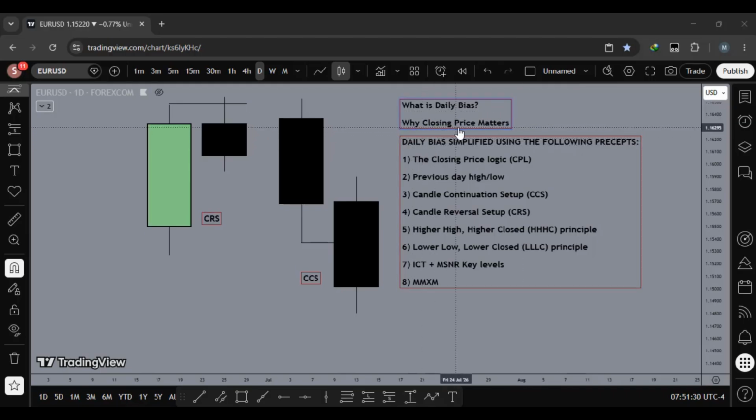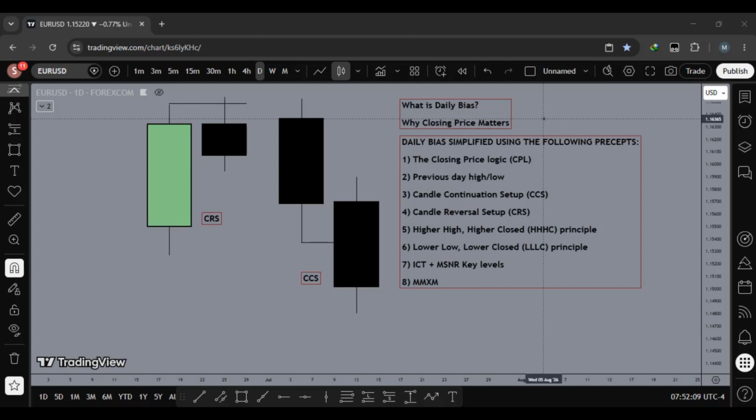The next thing is why closing price matters. Closing price matters because it will end the confusion of knowing which way price will go. Otherwise, you start guessing: will price go up or will it go down? It also gives you clarity on where price is going. So the closing price logic will help us not to make wrong decisions. It will help us to be in the right direction.